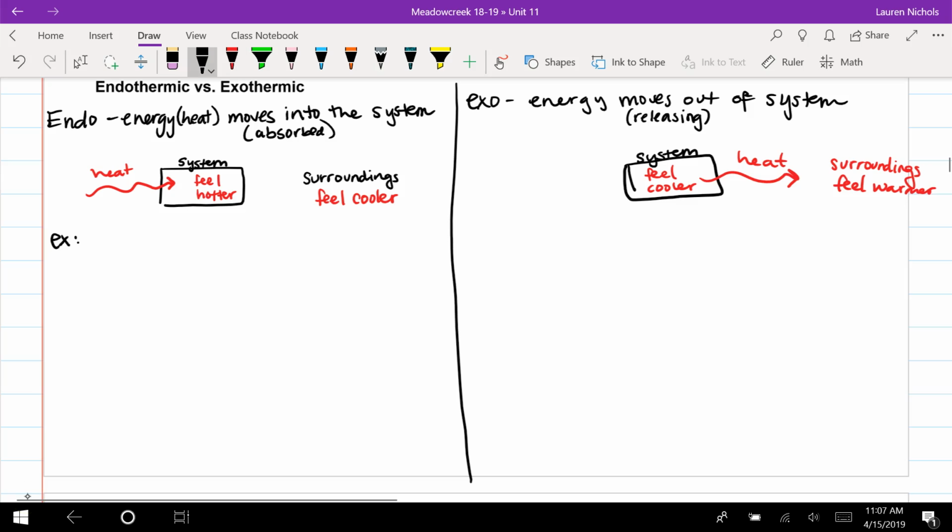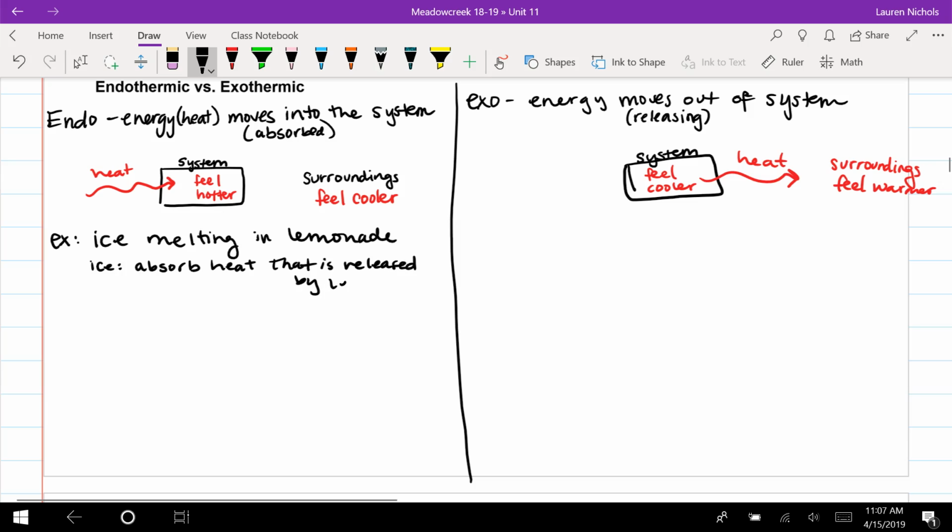An example of this is when ice is melting in lemonade. If the ice is your system, the ice is going to absorb heat, and so it's an endothermic process. And the lemonade is releasing the heat, so the ice is absorbing the heat that is released by the lemonade. The key thing about this is that it is confirming the law of conservation of energy. Energy is neither created nor destroyed.